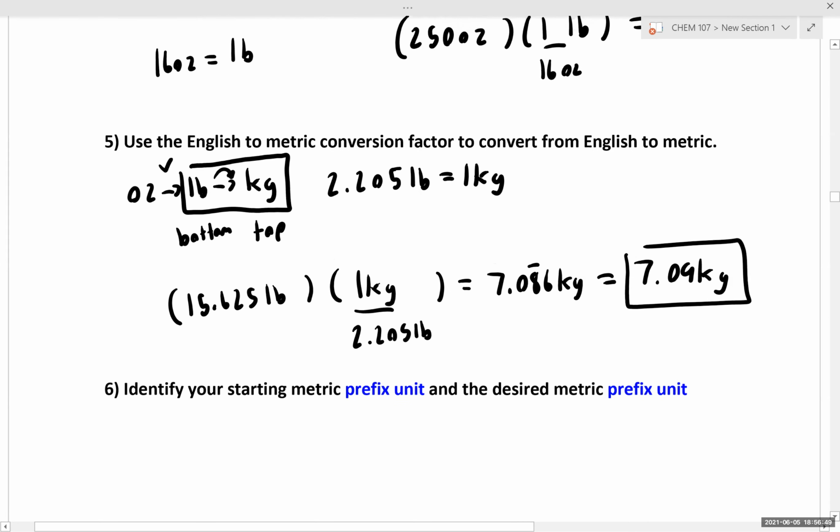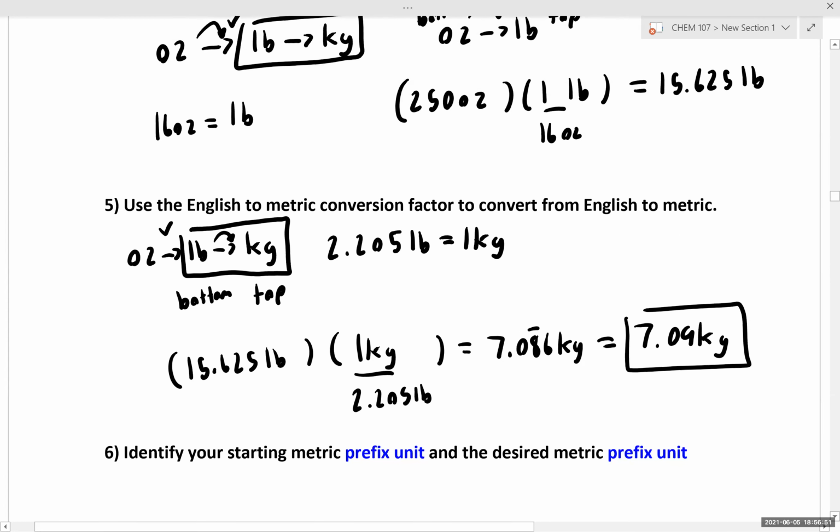In the event that you end up with a metric unit that is not your final desired unit, you will complete this problem, and you can complete the problem just by doing a simple metric to metric conversion. In this case, we went directly to kilograms and we called it a day. If we went through grams instead, we'd have to convert through kilograms.